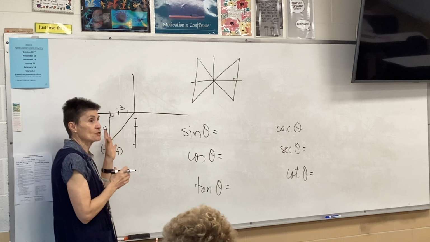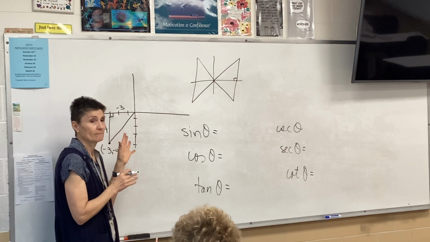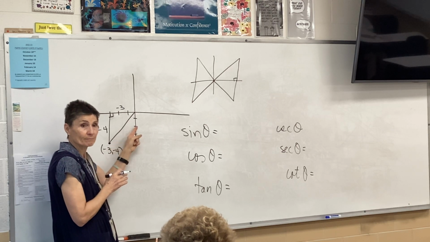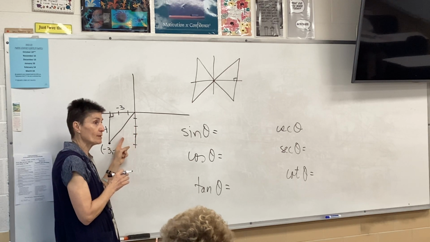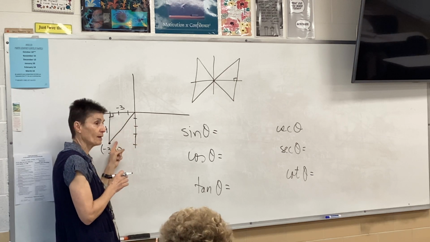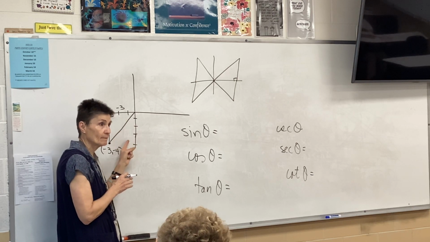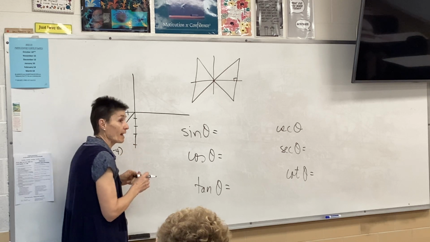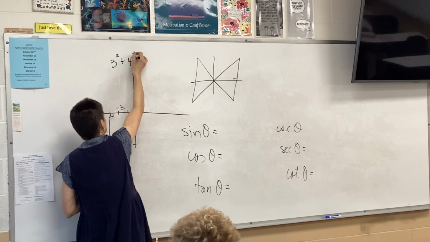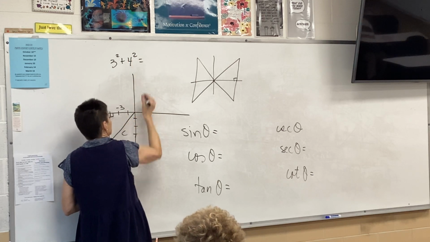So what's missing in this triangle? An extra angle. I don't know what this is, right? How did we do this the other day? Please don't let the negatives bother you. How did we find that third side the other day? Exactly, the Pythagorean theorem. So we have 3 squared plus 4 squared equals c squared.